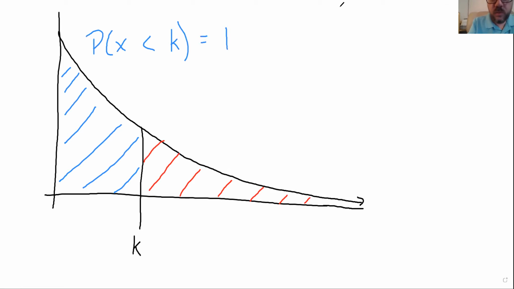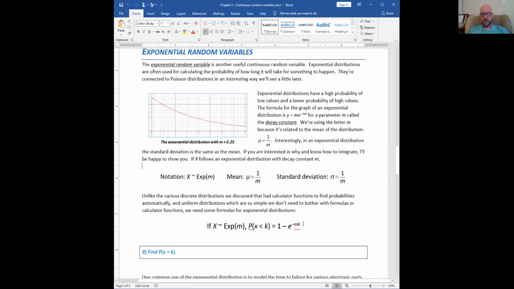is 1 minus e to the minus mk. So this is what I had on the notes. You can see it right here. Probability that x is less than k is 1 minus e to the minus mk. So this m is the decay constant. The k is whatever number that we had in the middle. That was where the vertical line was. And then e is the base of the natural log.